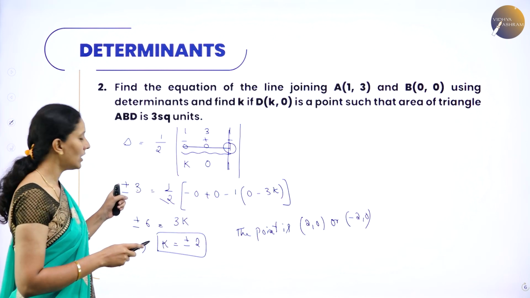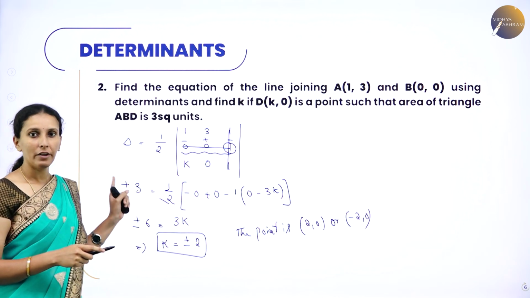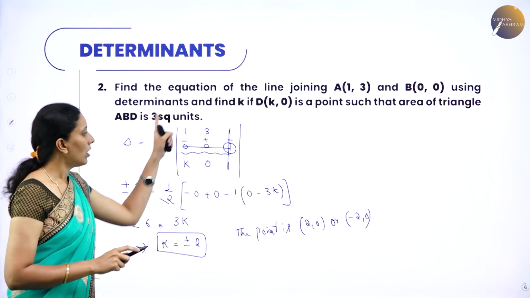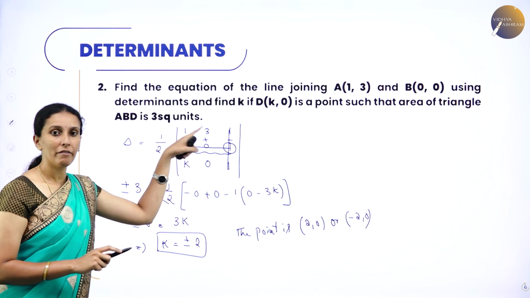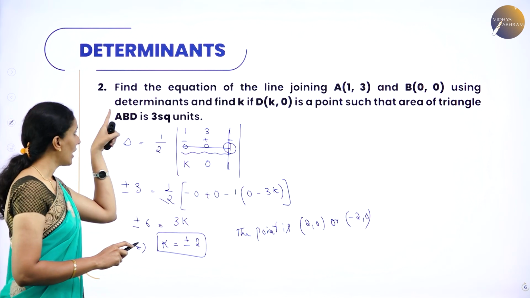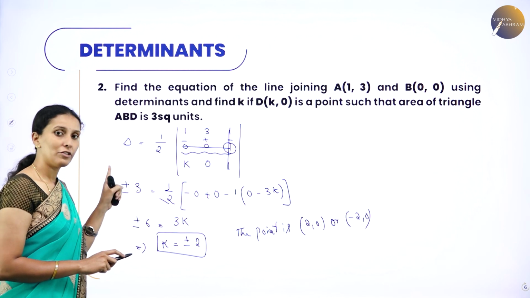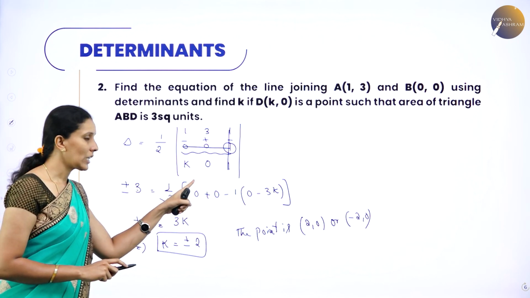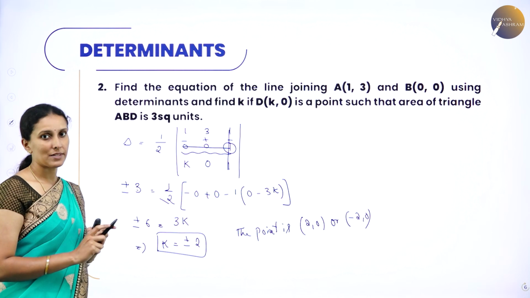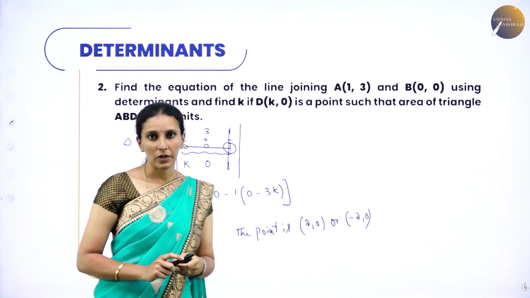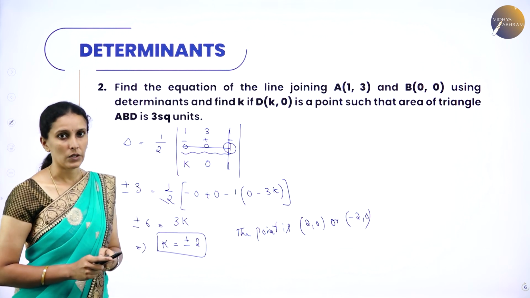So therefore, here, whenever the area of a triangle is given, you should take it as both positive and negative. But whenever all the points are given, even if the value of the determinant is negative, the area must always be considered as 3 only. Only for the calculation purpose, to recognize the point, we are taking it as plus or minus 3. Thus, here we are getting the point as (2, 0) or (-2, 0).